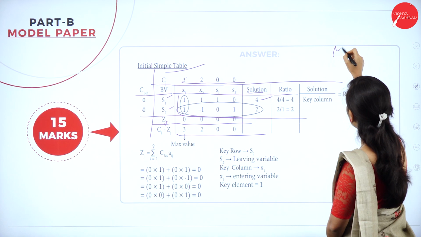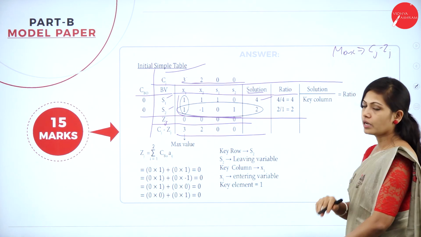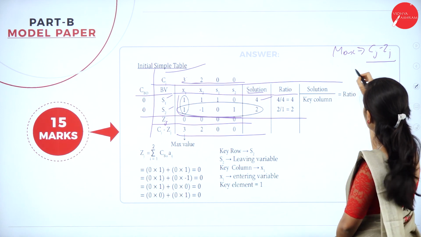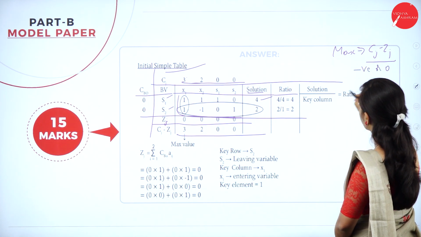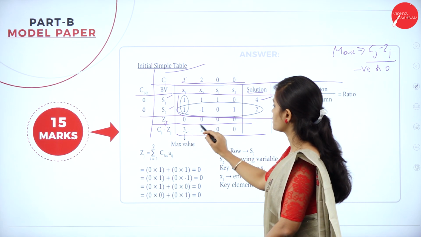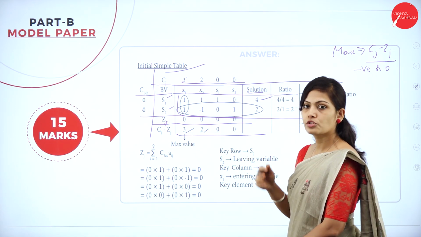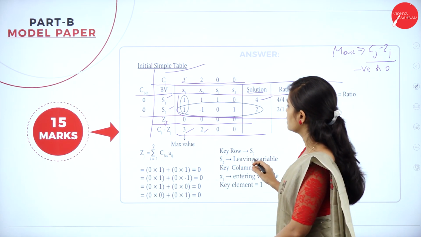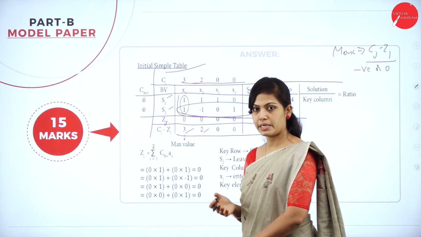For all maximization problems, Cj minus Zj value should be negative or 0. Clear? So here I have positive values with 0. So it's not satisfying the optimality condition. Next we have to convert this into the optimality condition.